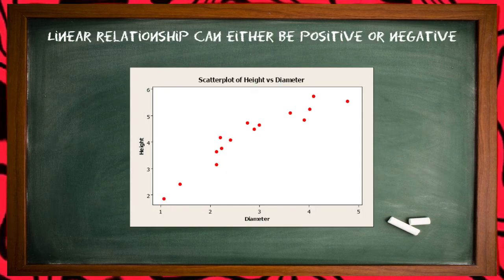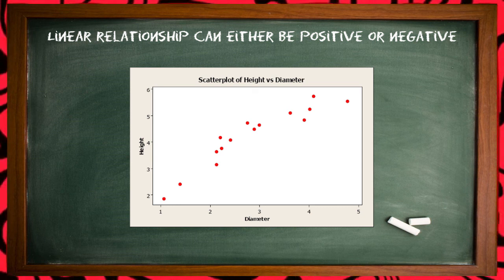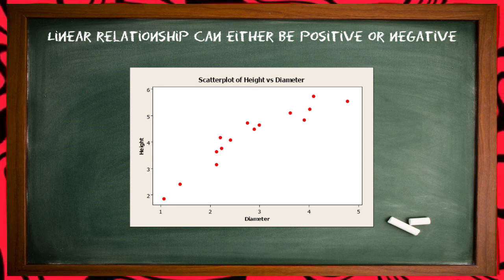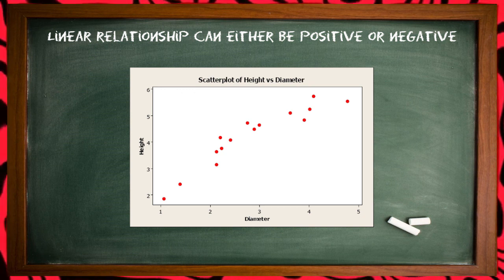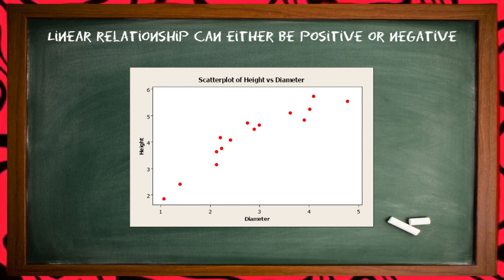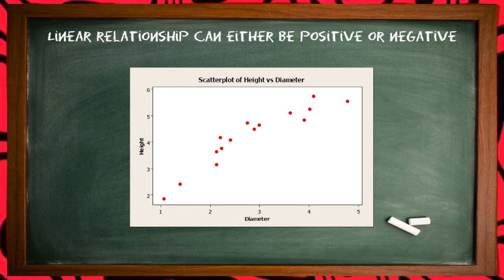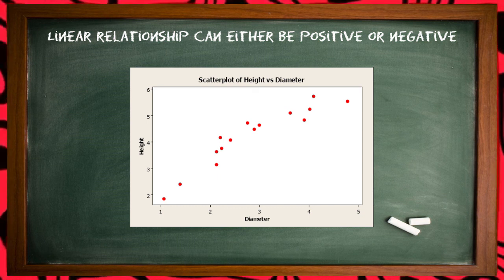Linear relationships can be either positive or negative. Positive relationships have points that incline upwards to the right. As x values increase, y values increase. As x values decrease, y values decrease. For example, when studying plants, height typically increases as diameter increases.